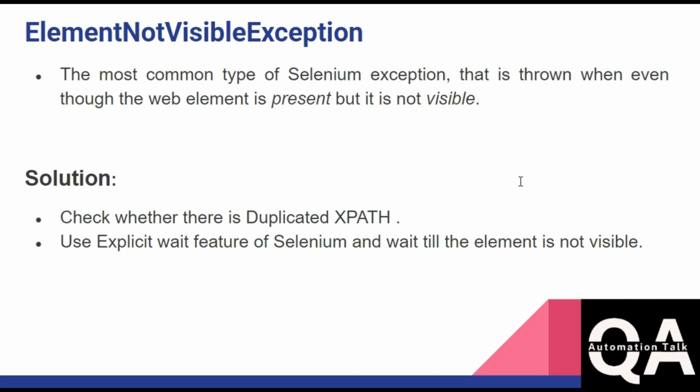So the last exception is ElementNotVisibleException. This is a very common exception that you can come across while executing Selenium scripts. It is thrown when the web element is present but it is not visible, and Selenium is trying to access it. Then it is going to throw the ElementNotVisibleException. The simple solution is to check whether there is a duplicate XPath. Sometimes the XPath that you're using may find 2 or 3 elements. The other option is to use the explicit wait feature of Selenium and wait till the element is properly visible.